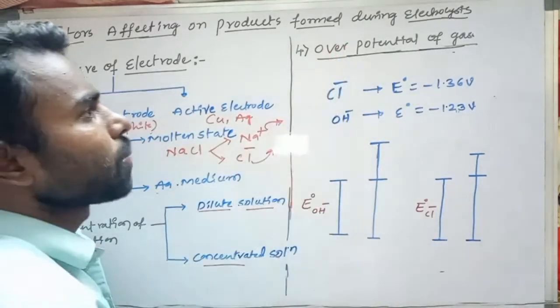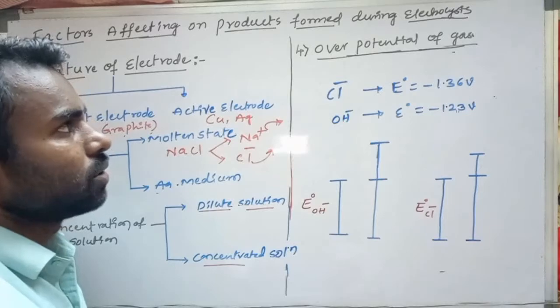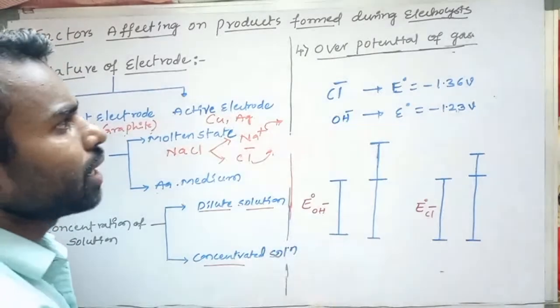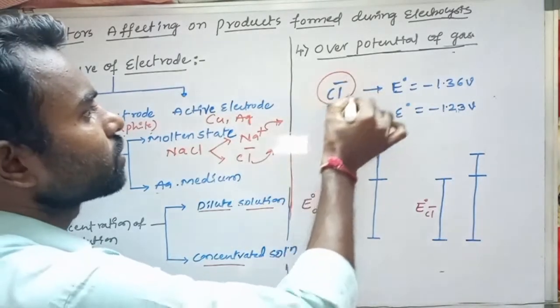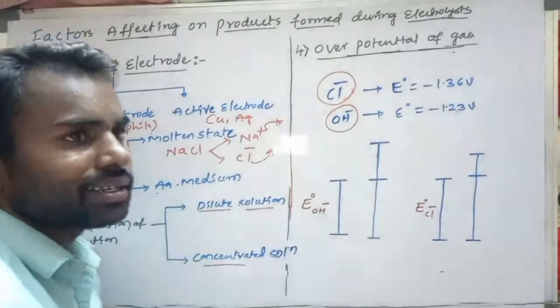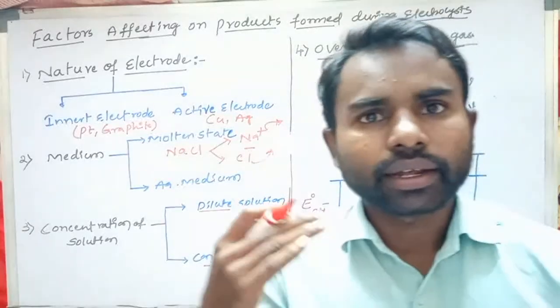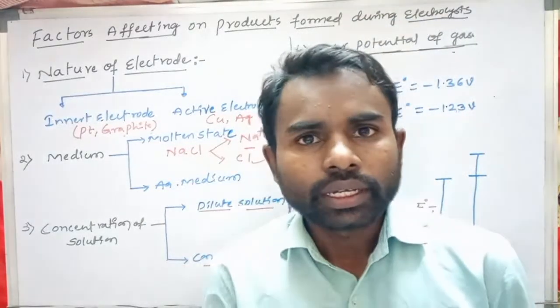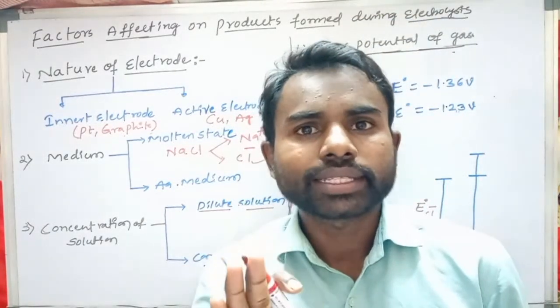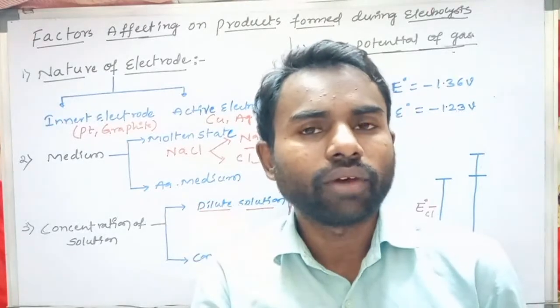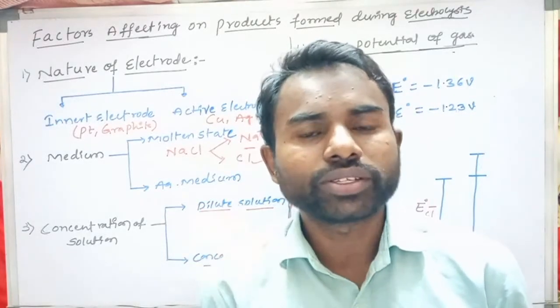Next, the fourth one, over potential of gas. Mainly we will discuss this in the case of Cl- and OH-. For example, in an electrolytic cell, in a given electrolyte, two anions are present: one is Cl- and another one is OH-.